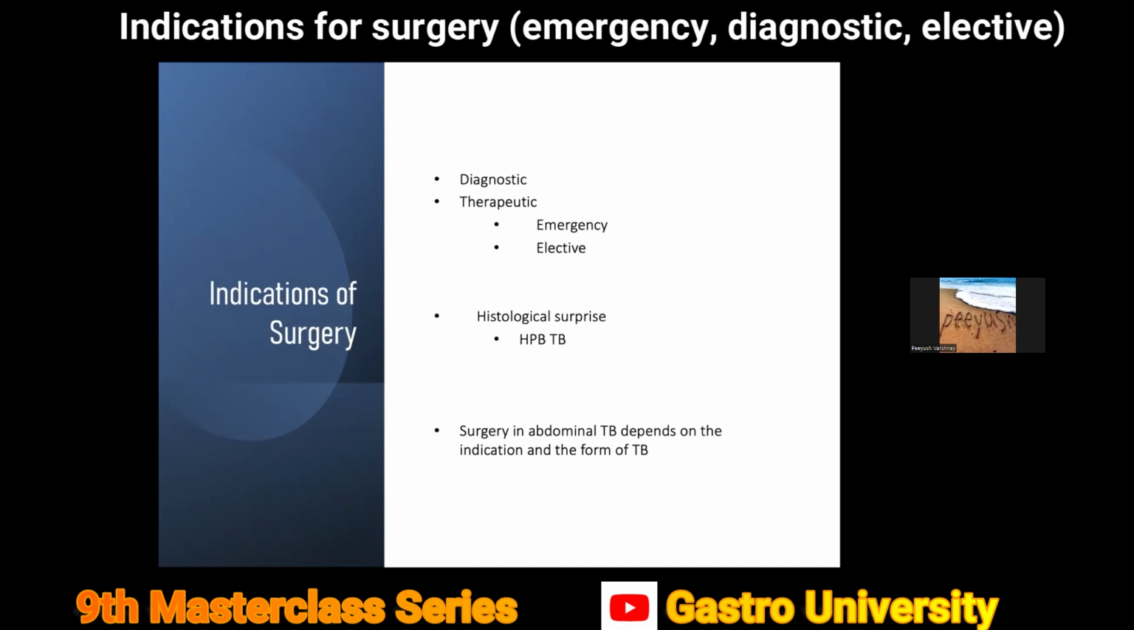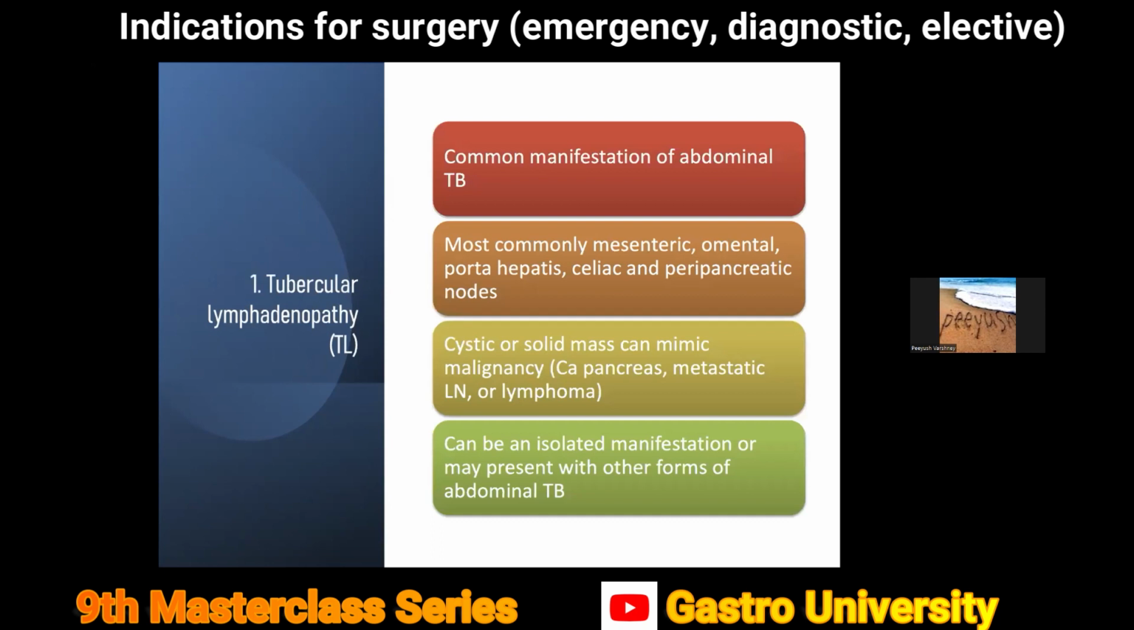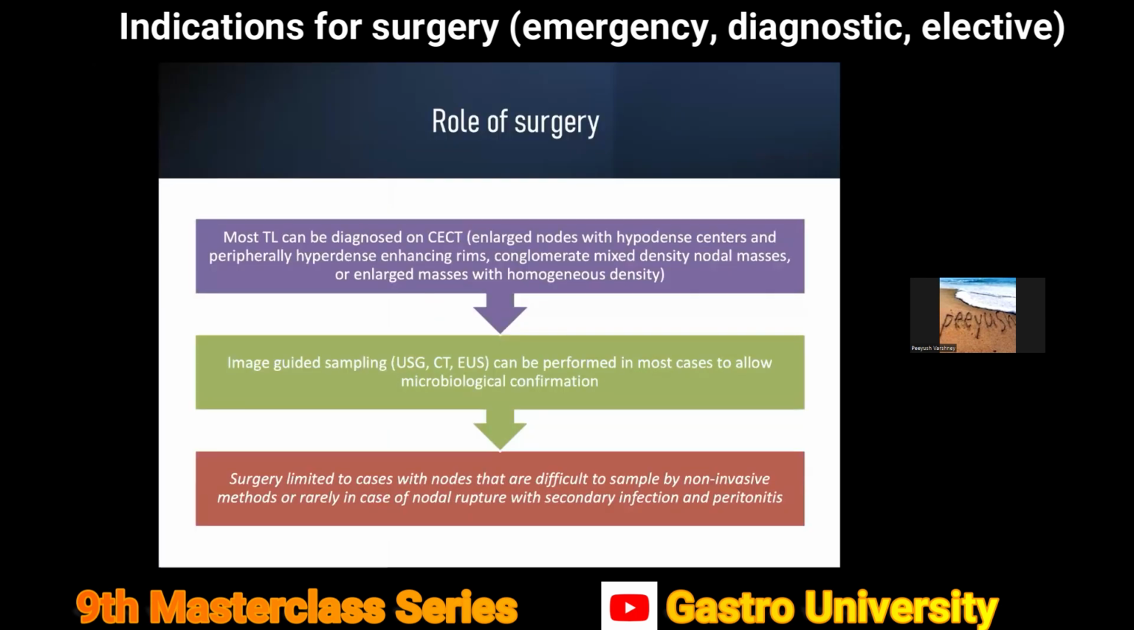when there is difficulty in making a preoperative diagnosis. And rightly said that surgery in abdominal TB depends upon the indication as well as the form of tuberculosis. So first is the tubercular lymphadenopathy. It is the most common manifestation, and more commonly the mesenteric, omental, portal hepatic lymph nodes and celiac lymph nodes are involved. And they may mimic malignancy as already discussed and can be an isolated manifestation, but it's rare.